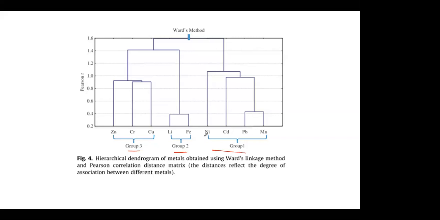These are mostly from automobile activities and some electrical activities. Lithium and iron may be from natural sources. Zinc, chromium, and copper are from some agricultural activities and some industrial activities. The sources of these metals suggest that they are coming from these sources.